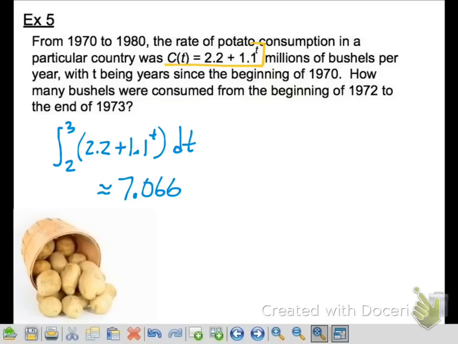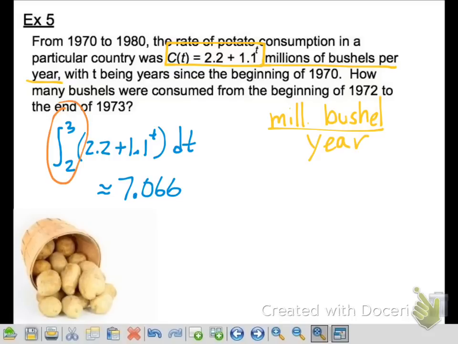For this next question, I want to focus on the units specifically. We have a rate of change here, which is given to us in millions of bushels per year. And so I could write that unit, millions of bushels per year. If we look at the units then that are being used for our integral here, going from 2 to 3, these are measured in years. So when I multiply these units, the years cancel out, leaving me with a unit of millions of bushels.